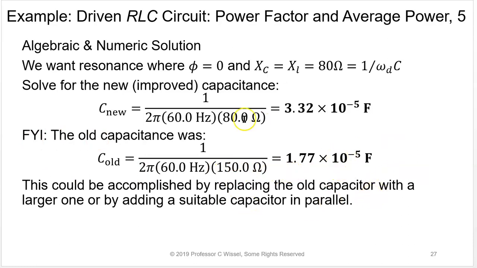It ends up being 1.77 times 10 to the minus 5 farads. Now we need a larger capacitance, which is good because it's easy to do that. You either replace the old capacitor with a new one, or even better, you just connect an appropriate one in parallel. So you subtract these two to find out what you need to add to this one, and you put that across this one in parallel to get that.